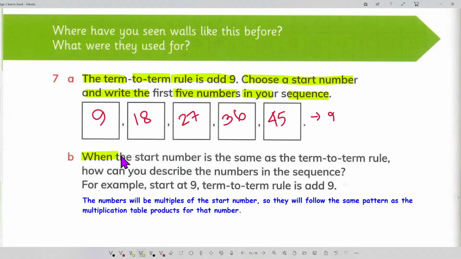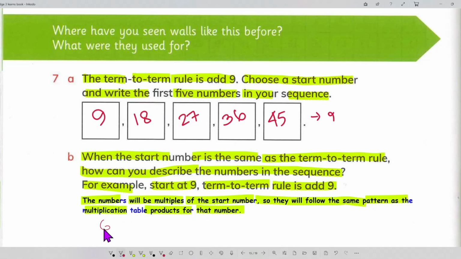7b. When the start number is the same as the term-to-term rule, can you describe the numbers in the sequence? For example, start at 9, term-to-term rule is add 9. So you already wrote the sequence 9, 18, 27, 36, 45. Now look, the numbers will be multiples of the start number, so they follow the same pattern as the multiplication table products for that number.